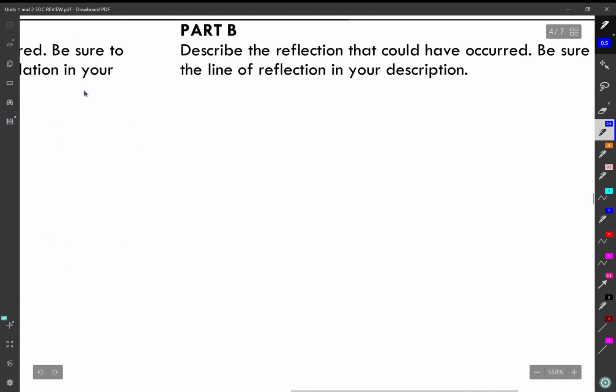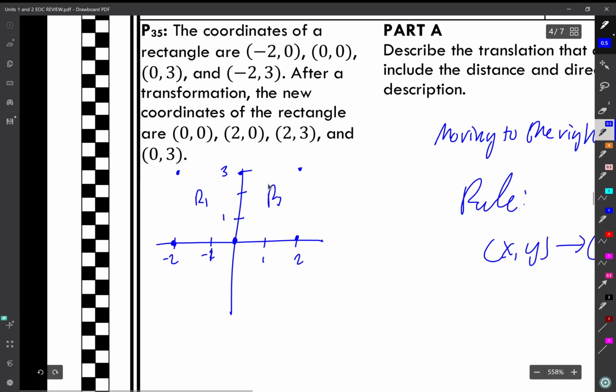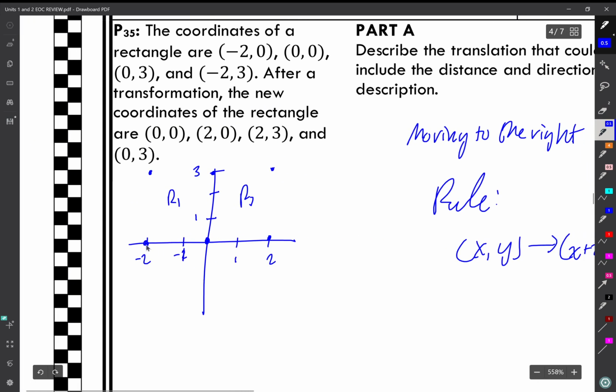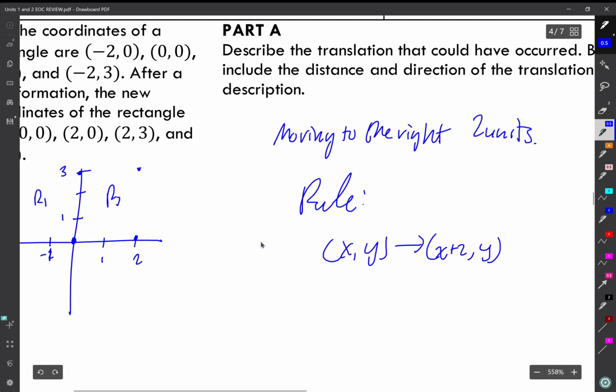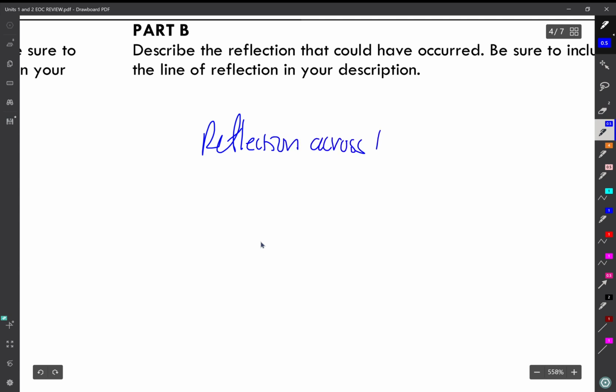Alright, part B. Describe the reflection that could have occurred. Be sure to include the line of reflection in your description. So notice that I also could have just reflected this rectangle across the y-axis. It would be the same exact rectangle, right? So it could have been a reflection across the y-axis.